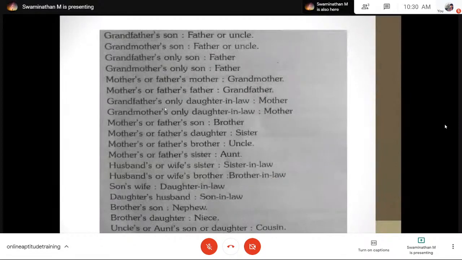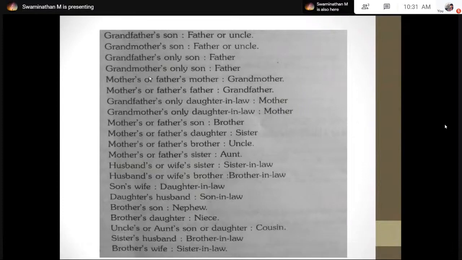Okay, I will explain blood relation again. Grandfather's son is father or uncle. So grandfather's son means it must be your father or uncle. The same applies to grandmother's son, father or uncle. So if it is grandfather's only son or grandmother's only son, he is your father. Any doubts in this?